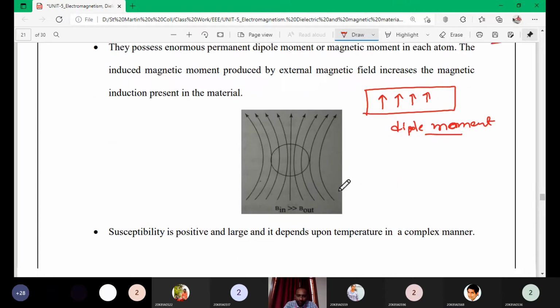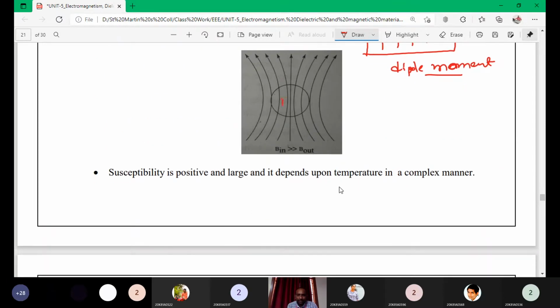If you keep this ferromagnetic material in an external magnetic field, the magnetic lines of force are attracted towards the center of the ferromagnetic material. If you take a ferromagnetic material, it will strongly attract or strongly repulse. Suppose this is a south pole, then it will strongly attract the north pole. If you bring a south pole, it will strongly repulse. Equal poles will repulse.